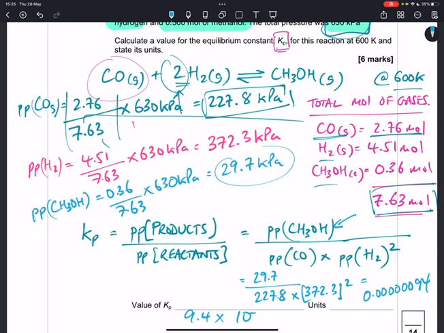times 10 to the minus 1, 2, 3, 4, 5, 6, so 10 to the minus 6. Now the units are interesting because this is a unit of pressure, this is a unit of pressure, and this is a unit of pressure squared. So this is kilopascals, and this is kilopascals, and this is kilopascals squared. So it's actually 10 to the minus 6 kilopascals. This cancels with that one. Kilopascals to the minus 2.